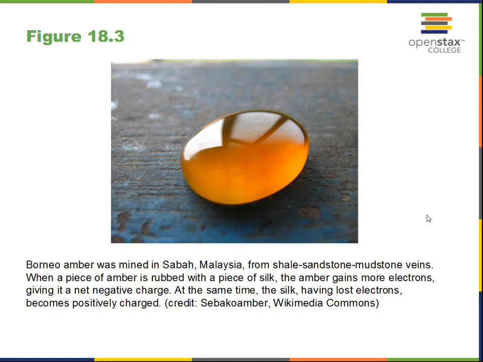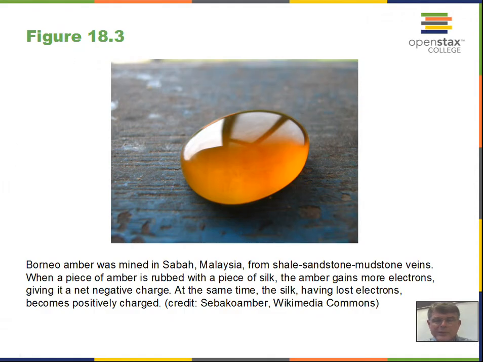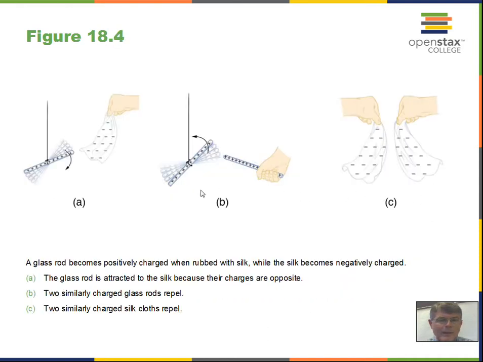Static electricity has been observed for a long time. We get examples of static electricity with amber, a substance that will preferentially gain electrons when it's rubbed on a cloth. So static electricity has been observed for quite some time. We can do some experiments, of course, and gain further understanding into the nature of electrical force.